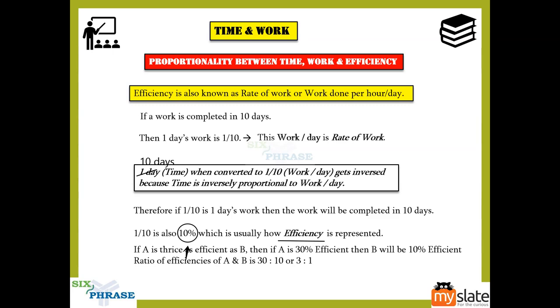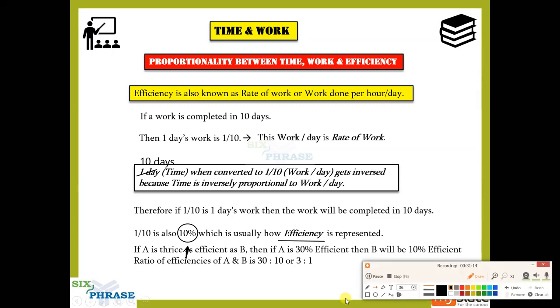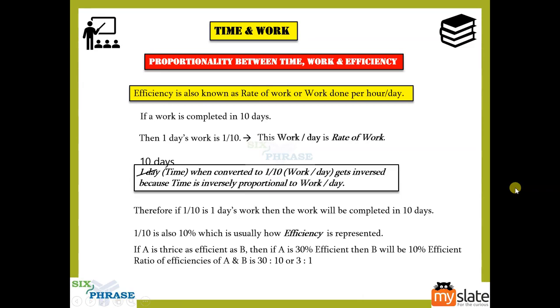So let's look at this question. If A is thrice as efficient as B, what does it mean? A is thrice as efficient as B. It means if B eats one chocolate, A can eat three chocolates, correct? Or look at this case. If A's efficiency is 30 percentage, B's efficiency will be 10 percentage. That is thrice, right?